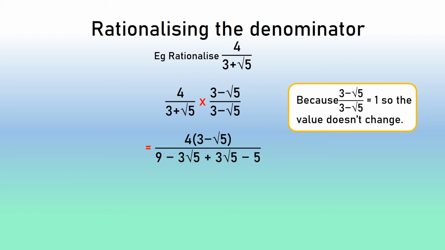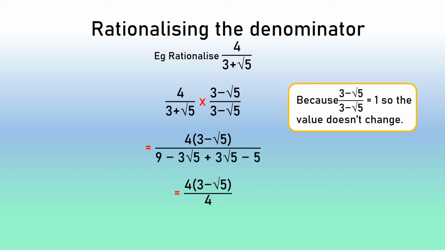So the first term here is 9. 3 times 3 is 9. The second one, when we do 3 times minus root 5, is minus 3 root 5. Then when we do root 5 times 3, we get the 3 root 5. And when we multiply the last 2 terms together, because root 5 times root 5 is 5, but in this case there's a negative here, so we end up with minus 5.